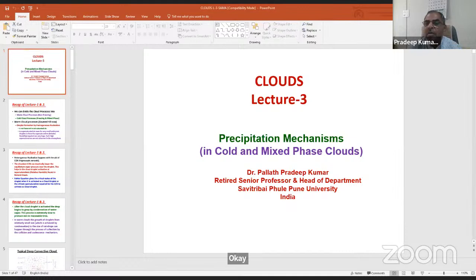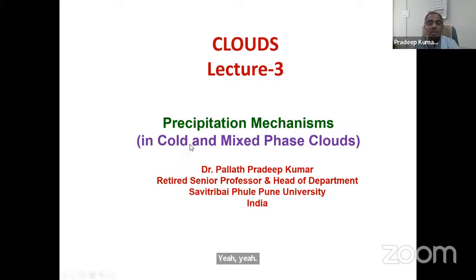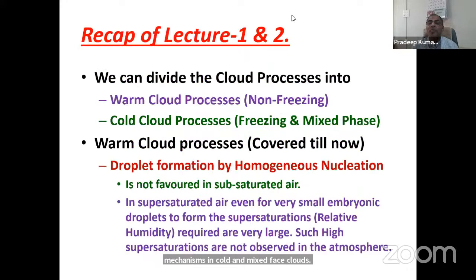Today's lecture is on precipitation mechanisms in cold and mixed phase clouds. Now let me recap what I covered in my first two lectures. We can divide the cloud processes into warm cloud processes, which are non-freezing, and cold cloud processes, where the cloud has crossed the freezing level and there are freezing processes and mixed phase processes. Warm cloud processes I have covered till now.